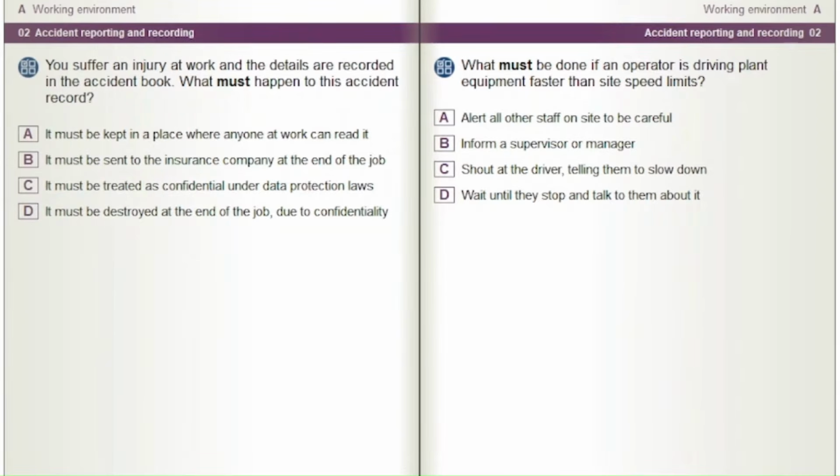You suffer an injury at work and the details are recorded in the accident book. What must happen to this accident record? It must be kept in a place where anyone at work can read it. It must be sent to the insurance company at the end of the job. It must be treated as confidential under data protection laws. It must be destroyed at the end of the job due to confidentiality.